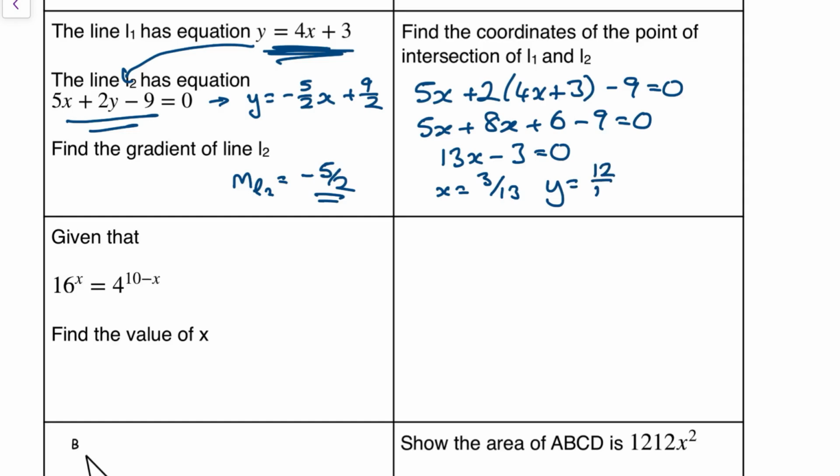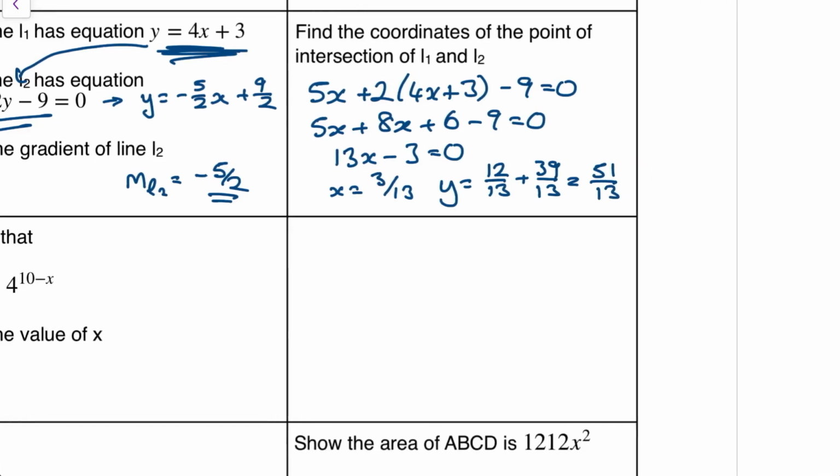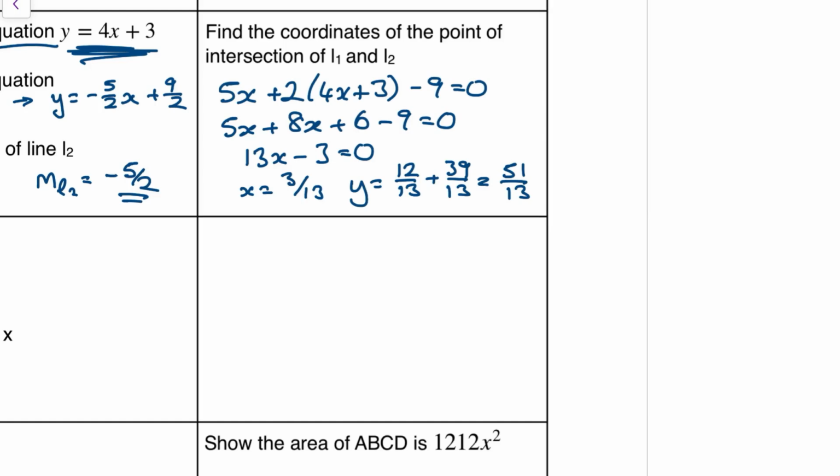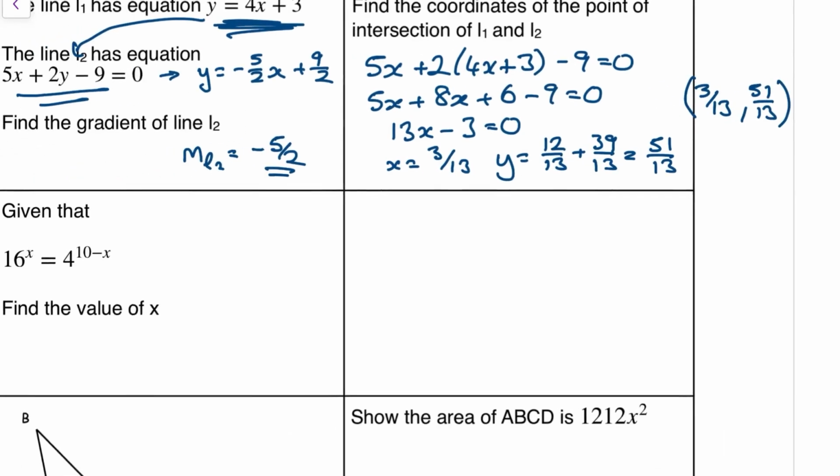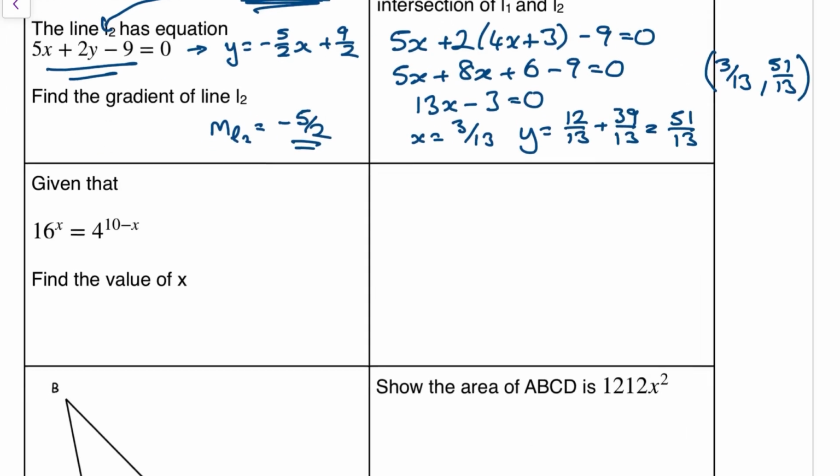Let's write this down because it can be a bit messy. Plus 3, which is the same as 39 over 13. So in other words, I've created a fraction out of that. And that's going to be, well, 39 plus 12 is 51 over 13. So it's not a nice answer, but the answer to this question is going to be 3 over 13, 51 over 13. Well done if you got that. That's not very nice at all. Next question.